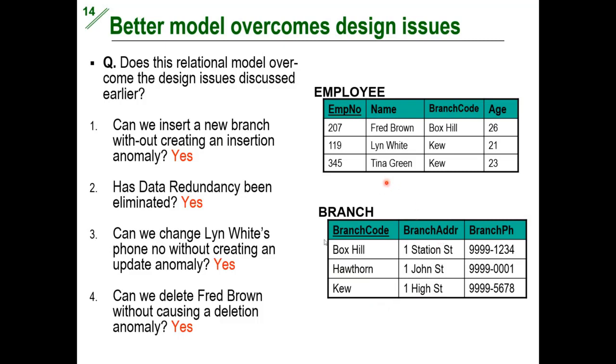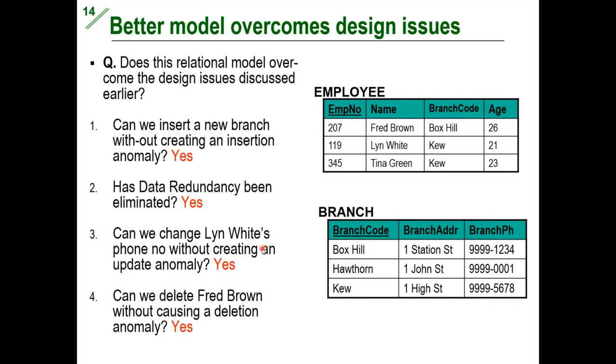Now, changing the branch phone numbers. Can I change the branch phone numbers without having any update anomalies? Yes, because if I want to change the Q branch phone number, I need to change only one instance, the third row in my branch table, this number. Earlier, remember, I had to update multiple times because of the redundancies, but this time I need to update only once. So definitely I have gotten rid of update anomalies as well.